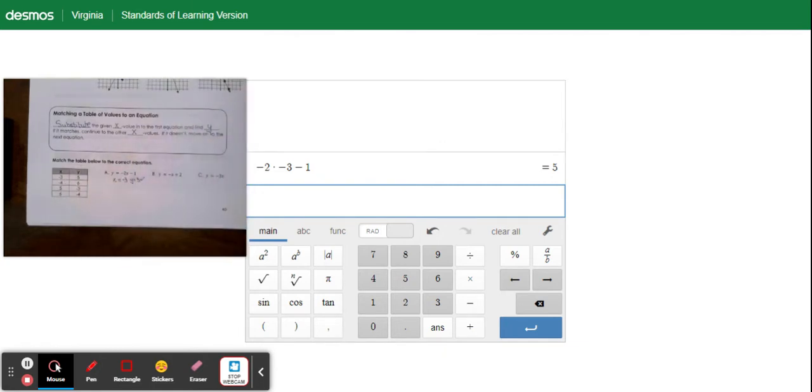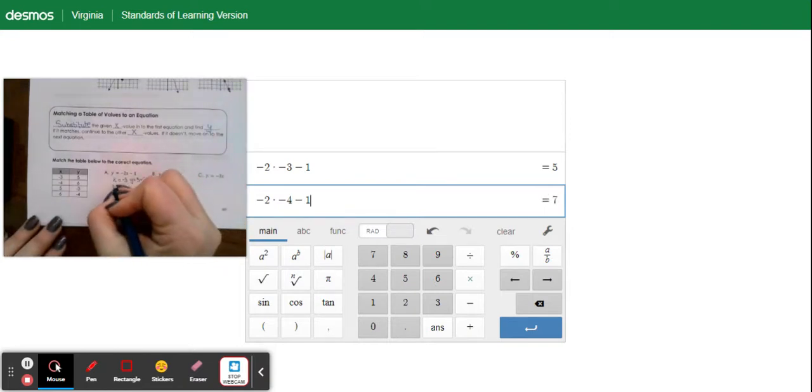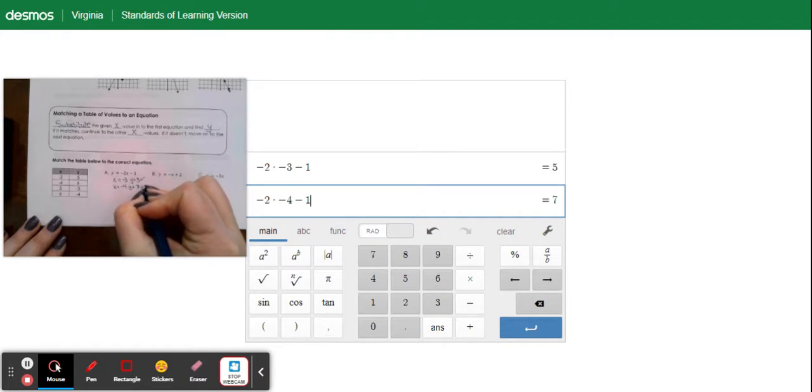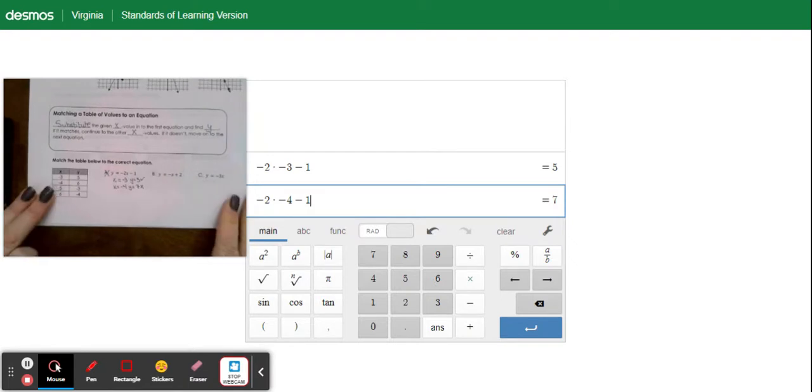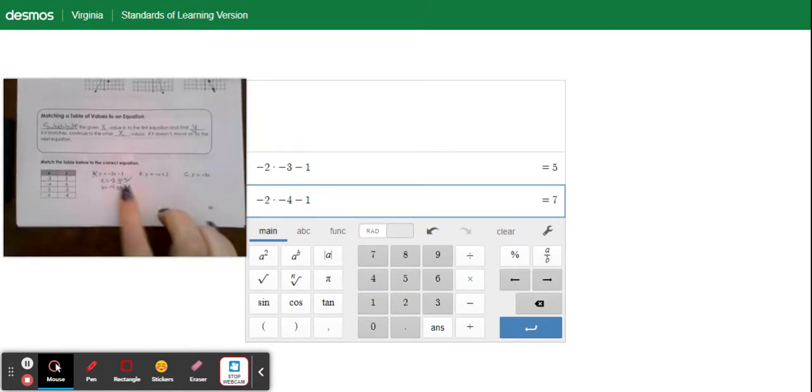-2 times -4 minus 1. That does not work. When x equals -4, y equals 7. So this is not my answer. Alrighty, so I can move on to the next equation. I made it through one, but not good enough.